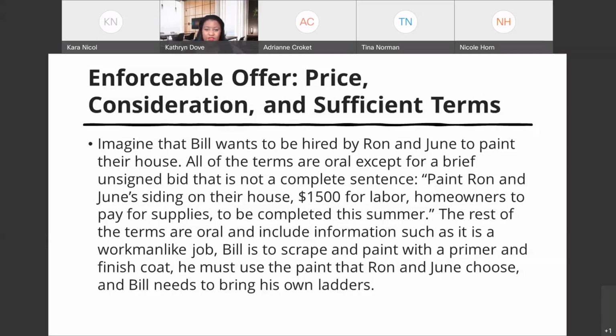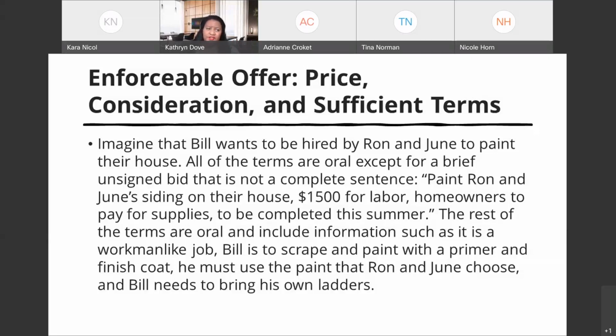The only thing that's written is that Bill jotted down, paint Ron and June's siding on their house, $1,500 for labor, homeowners to pay for supplies, to be completed this summer. If Bill wrote that on a napkin, do you think that would be enforceable, Tina? If Bill wrote that statement on a napkin? How about if he wrote it on the back of a receipt? Yeah, it's still enforceable because of the history and the tradition that is in American common law.